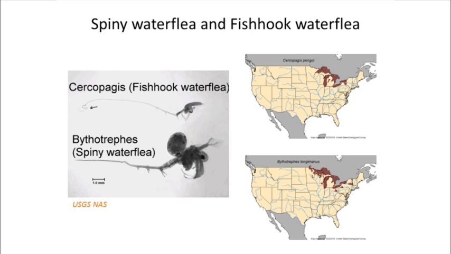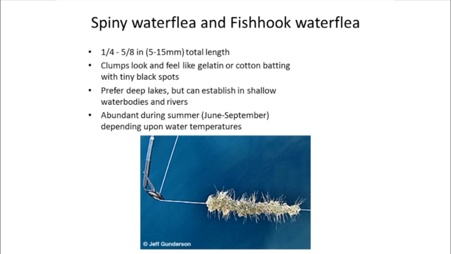So a lot of times anglers are the first ones to spot these guys because this is what it'll look like if it gets on your fishing line. It's kind of like these clumps of wet cotton. They'll aggregate onto the fishing line, and so you won't be able to reel it back in. So it's an important lesson to check all your gear as well.